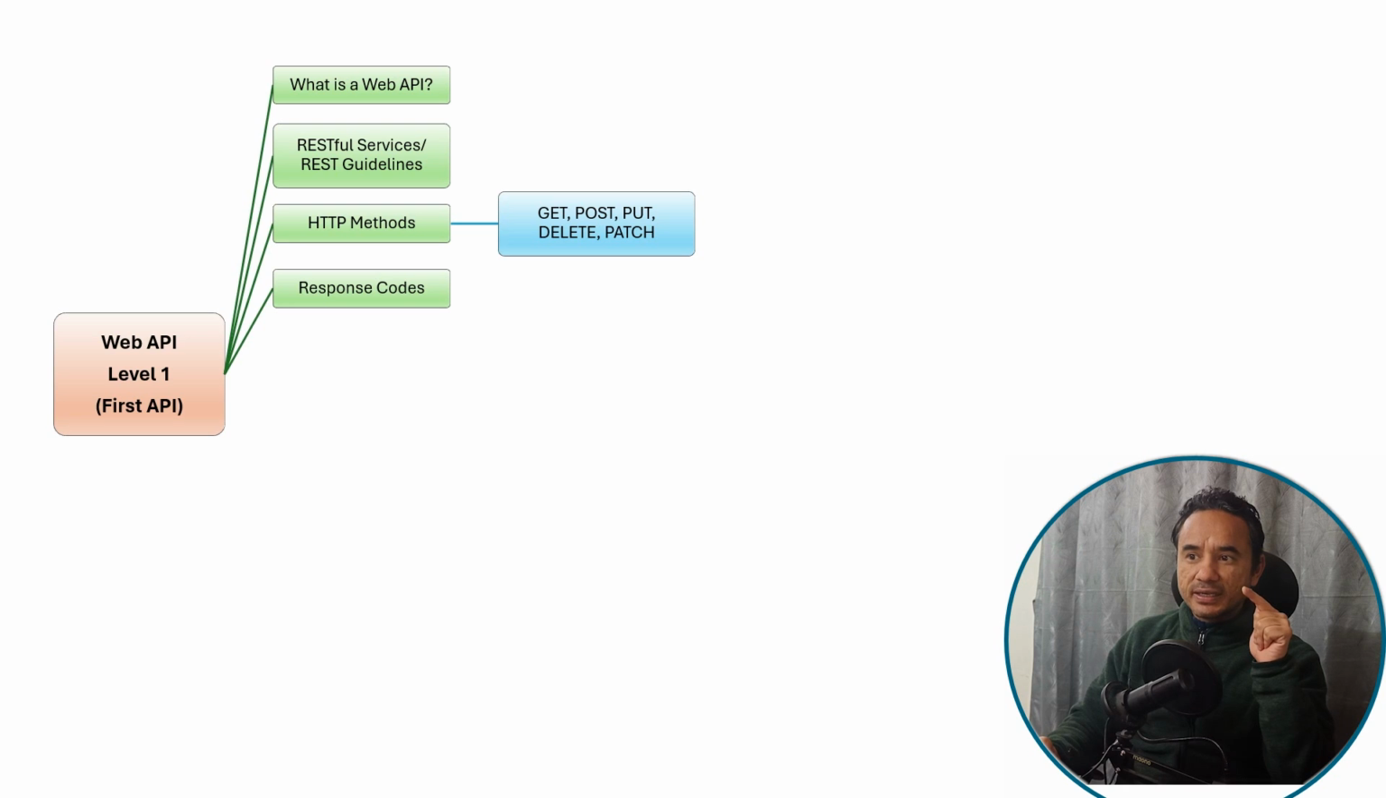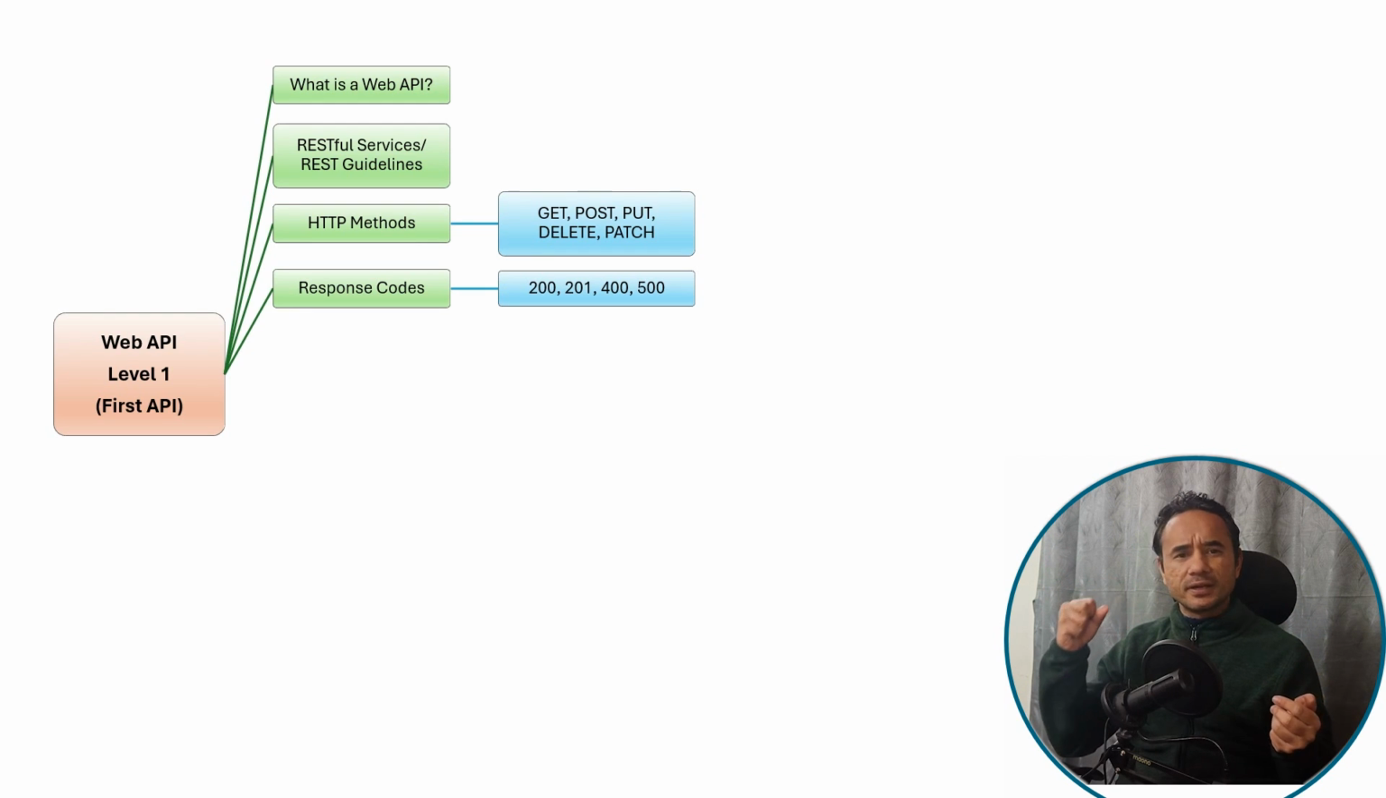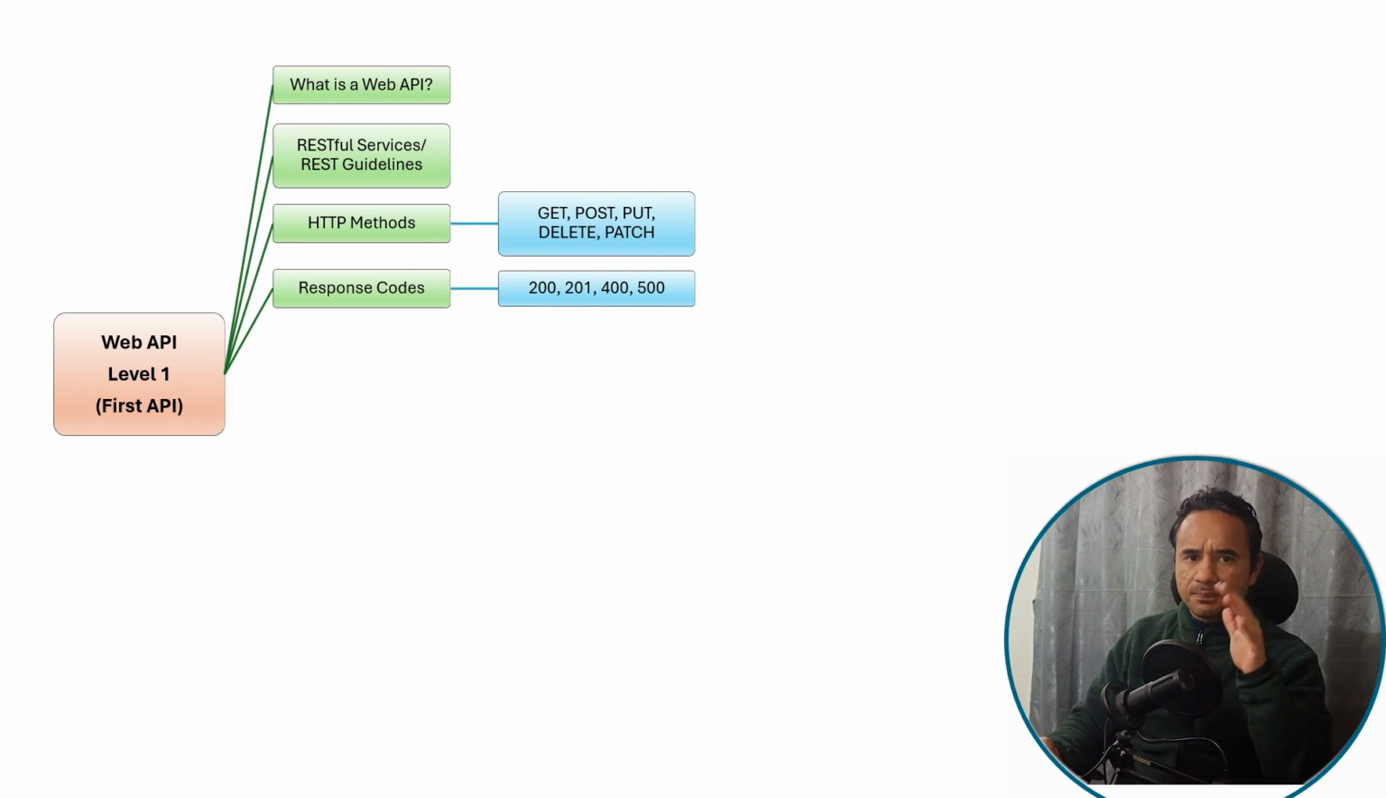After this, understand the response codes in Web API. Important codes like 200 means success, 201 means new resource created, 400 means bad request, 500 means internal server error. So very basic. We are talking about very basic things.